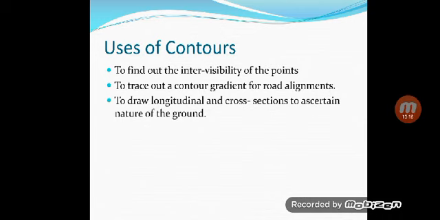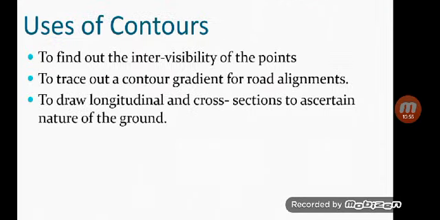It finds the intervisibility of the points. If the 2 points are there in the contour map, it finds the intervisibility or connectivity of the 2 points by contour maps. It also traces out a contour gradient for road alignments. Gradient means slope for the road alignments. It also draws longitudinal and cross sections to ascertain the nature of the ground. So what is the nature of the ground? That is determined by the cross section. Cross section means half section of the contour maps.